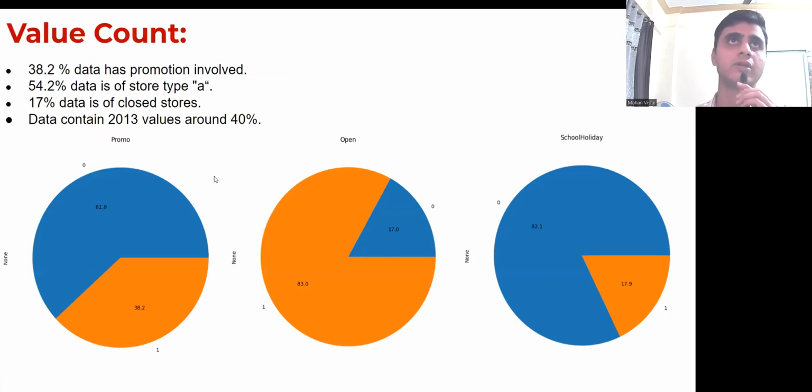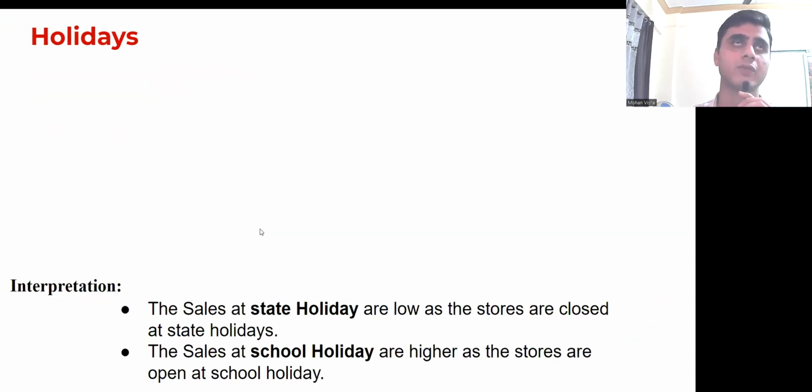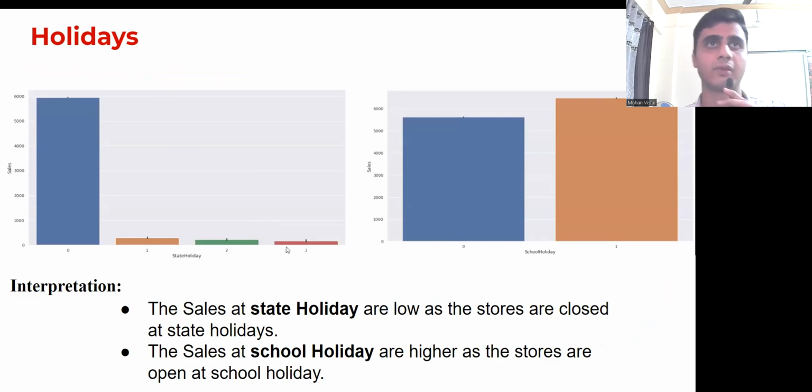Next, in this plot, the value counts show that around 38.2% of the data has promotion involved, 54.2% of the data is of store type A, and around 70% of the data is of closed stores. The data contains 2013 values, around 40% of which are holidays. Interpretation: the sales at state holidays are very low, because at state holidays the stores were closed. Sales at school holidays are higher as the stores were open at school holidays.